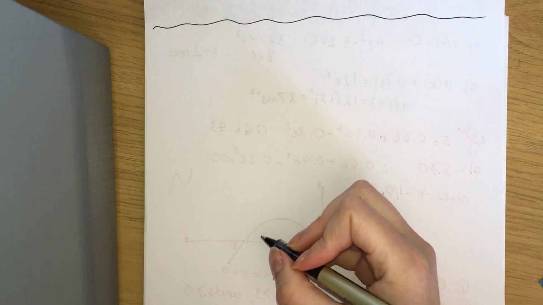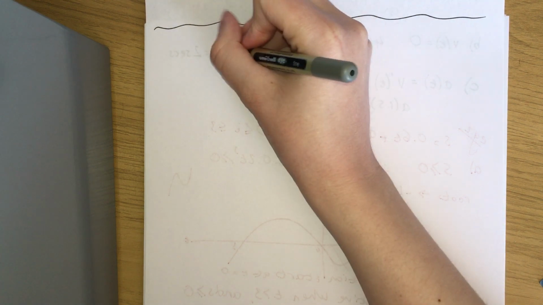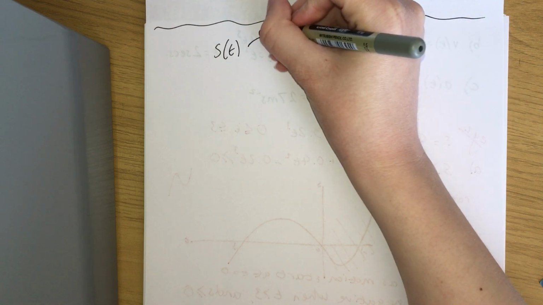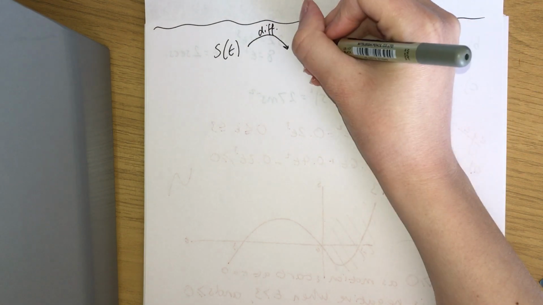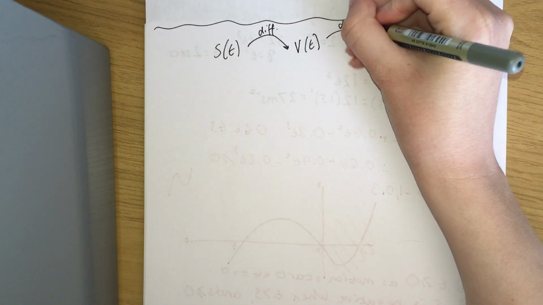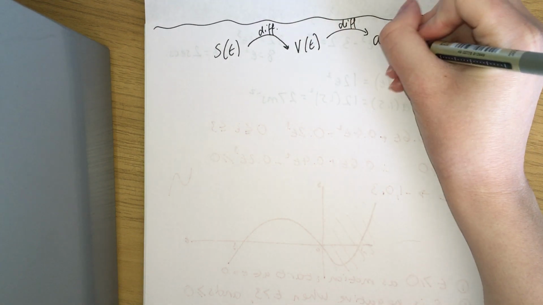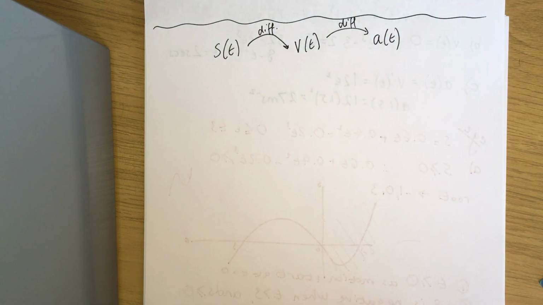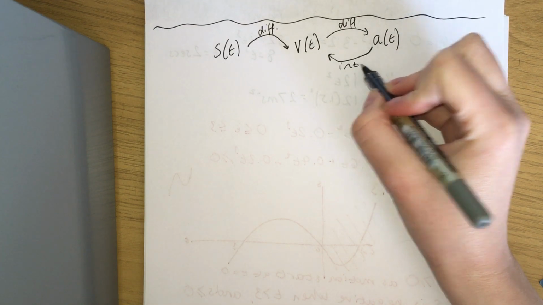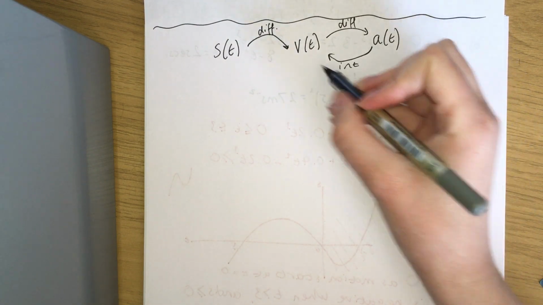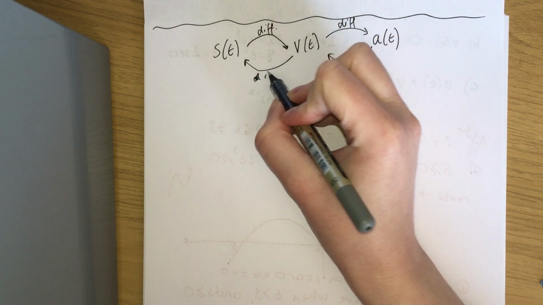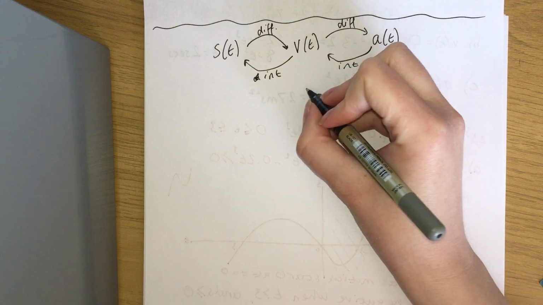And so naturally, if I know that s of t differentiates to velocity, and velocity differentiates to acceleration, then acceleration, if I integrate it, I must get velocity. And if I integrate velocity, I must get displacement.